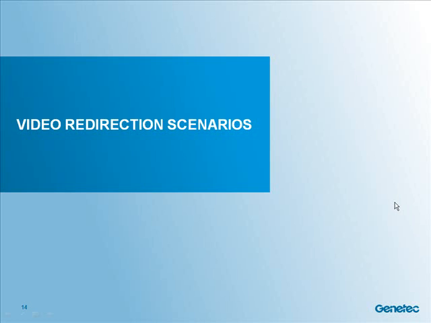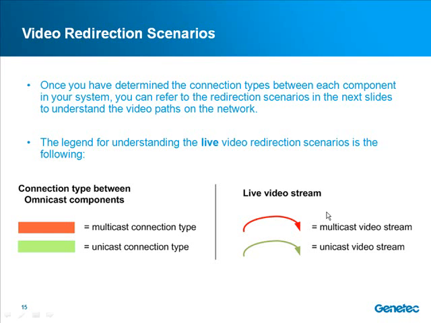Now that we know how the connections are connected with the various components, we'll take a look at the redirection scenarios. We're going to present some network diagrams in the coming slides, and I'd like to explain what the various parts of the diagrams mean. Solid bars on the diagrams are for connection types: red is for a multicast connection, and green is for a unicast connection. The arrows are the video streams, either live or recorded. Again, red is a stream using multicast, and green is using unicast.